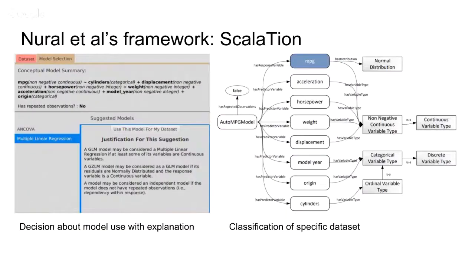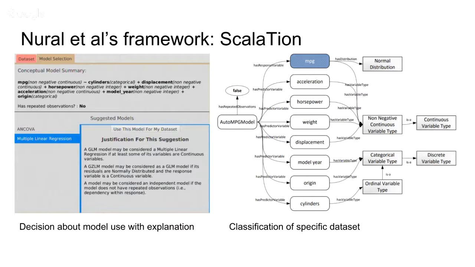But what they do have is this framework called scalation, which is based on the Scala language. And so you can see right here, mouse over it. So this is an example of a model justification. You have your data set, which is MPG, cylinders, displacement, horsepower, weight, acceleration, model year, and origin. So these are all your variables. The ontology has extracted their characteristics, and then it's come up with justifications for what sort of models you could use. So they're saying, in this case, you could either use multiple linear regression, or you could use ANCOVA.